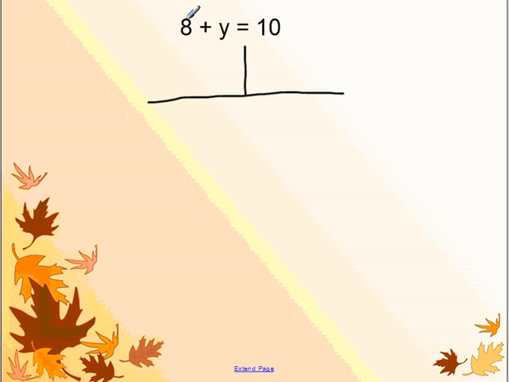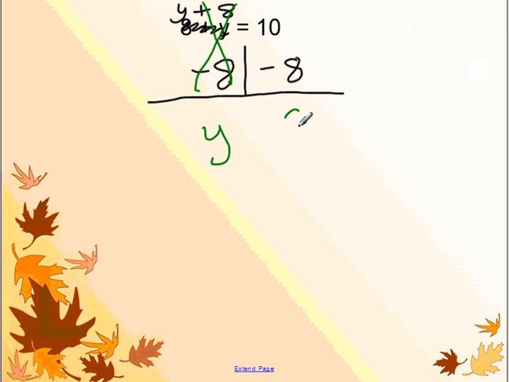So you could do a couple of things. You could say, you know what, I'm going to rewrite this as y plus 8. And I can do that because of the commutative property of addition. And then I'm going to use inverse operations. This is adding 8, so I'm going to subtract 8 from both sides. On the left, my 8 and my -8 cancel, and I'm left with y. And on the right, 10 minus 8 is 2, giving me an equal sign. So y equals 2. That's one way you could solve this problem.